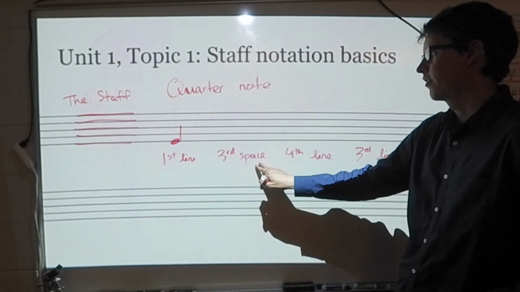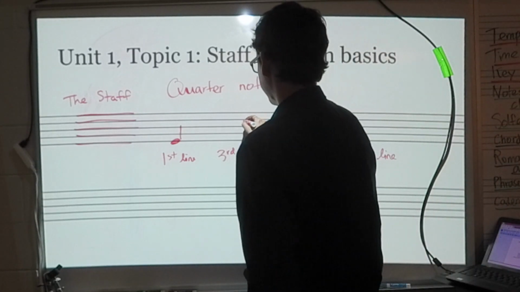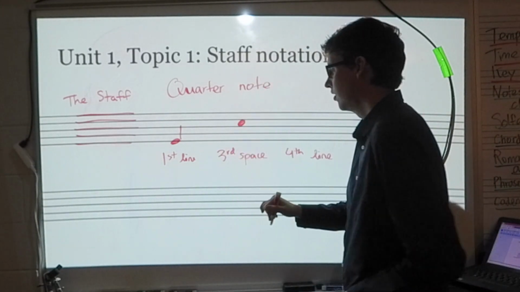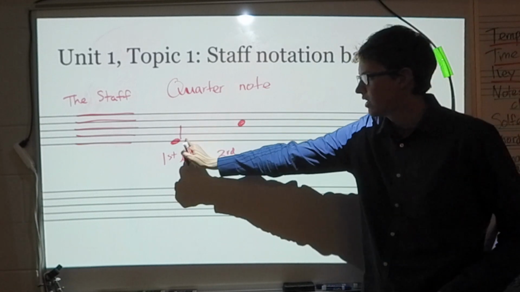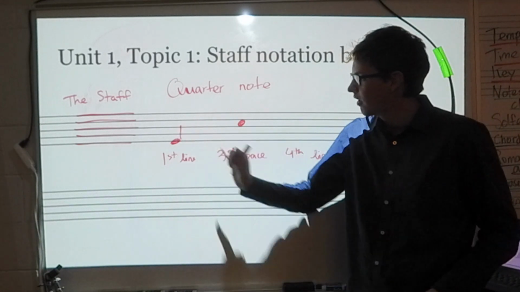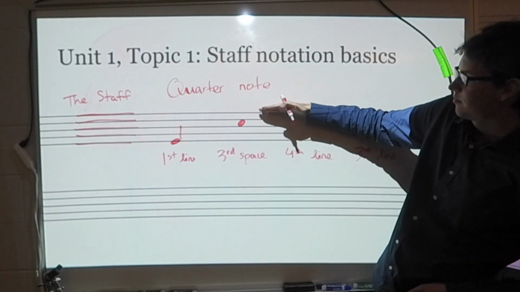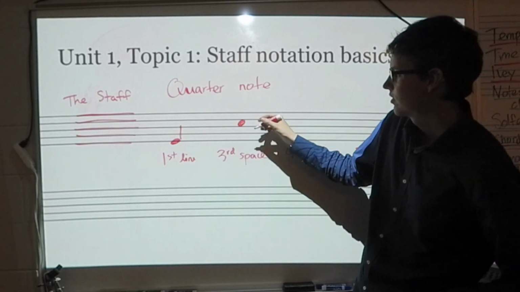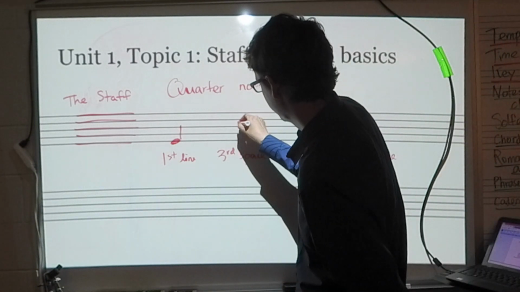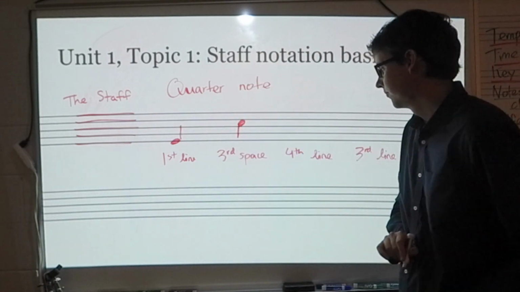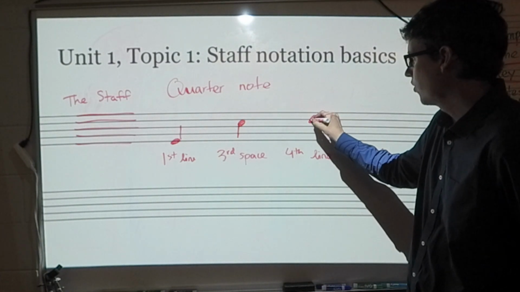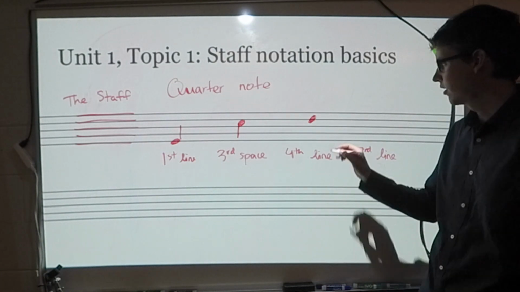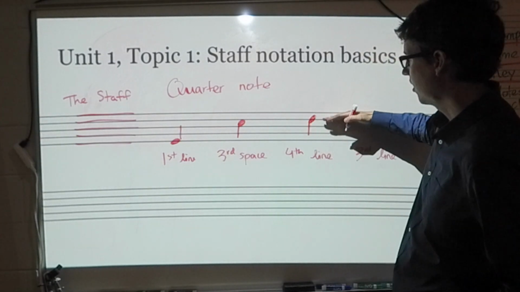Let's draw a quarter note on the 3rd space. You notice that when I drew it here in the bottom part of the staff, the stem was on the right side and it went up. When we're in the top half of the staff, the stem is going to be on the left side and it's going to go down. So 4th line, does the stem go up or down? It goes down because it's in the top part of the staff.